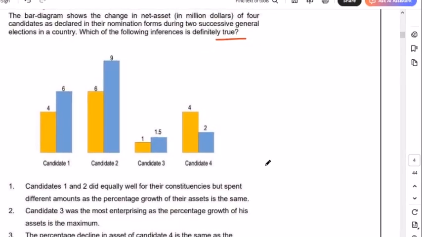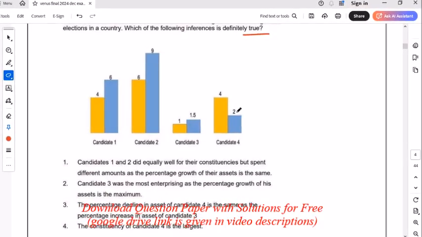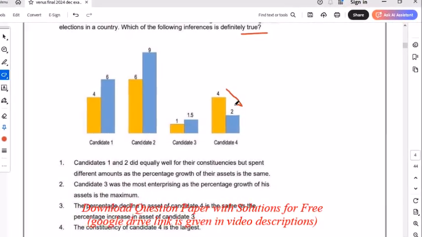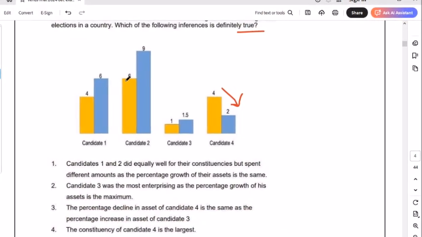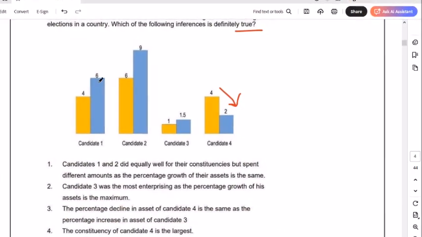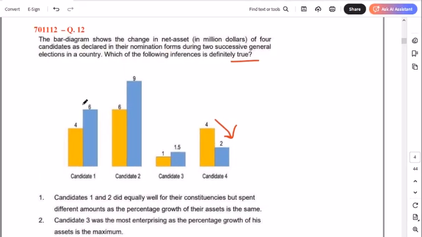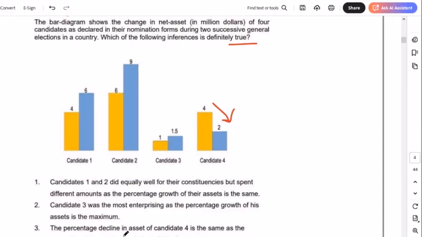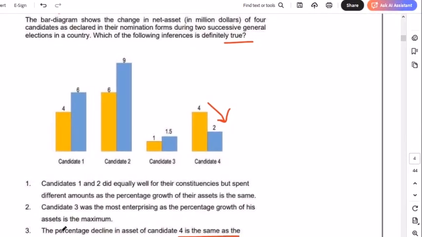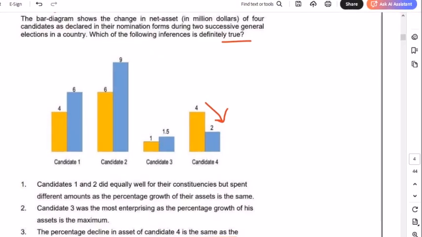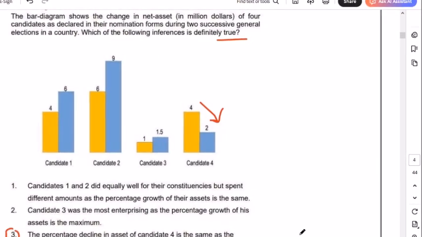So candidate 1, it is 4 to 6, 6 to 9, 1 to 1.5, 4 to 6. This is decline, right? So this is 1 to 1.5, 6 to 9 means 1 to 1.5, 4 to 6, 1 to 1.5. So the correct option for this question is going to be the percentage decline in asset of candidate 4 is the same as the percentage increase in asset of candidate 3, isn't it? So the option number 3 is correct option, friends.